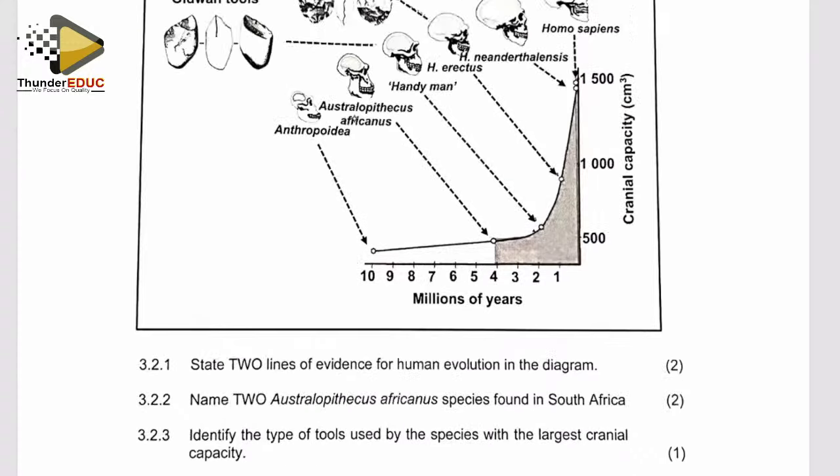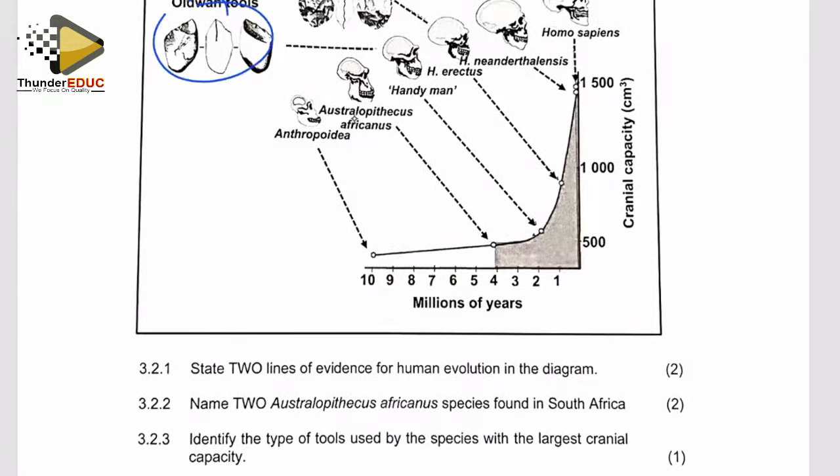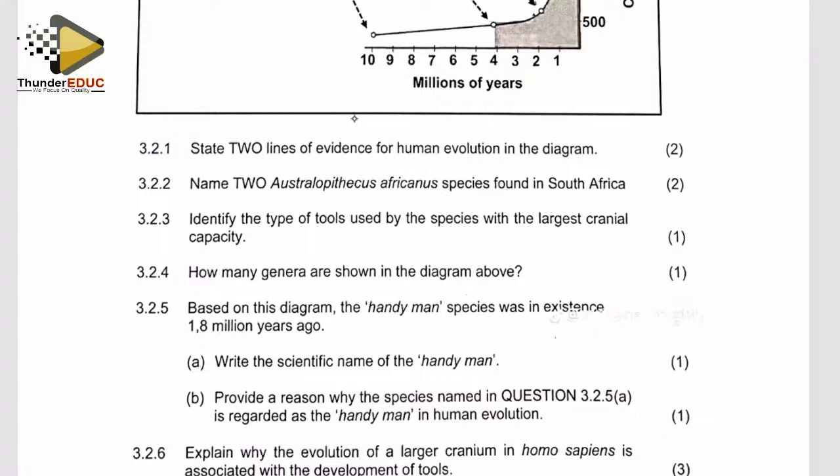So in this case, we see that we have the tools, and then we have the fossils. Remember, when you're explaining, you don't say tools. The evidence is cultural evidence. An example of cultural evidence is the use of tools. So the answer here is cultural evidence, and number 2 is fossil evidence. Then they're saying name two Australopithecus africanus specimens found in South Africa. We talked about them: Taung Child, Little Foot, and Mrs. Ples. These are easy to identify.